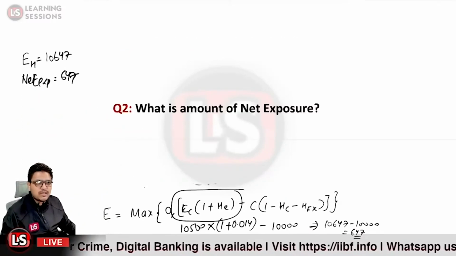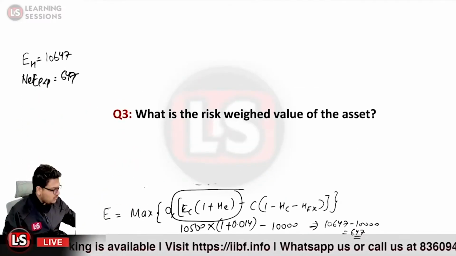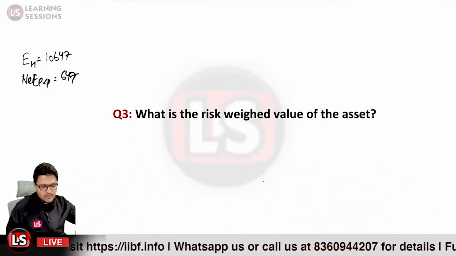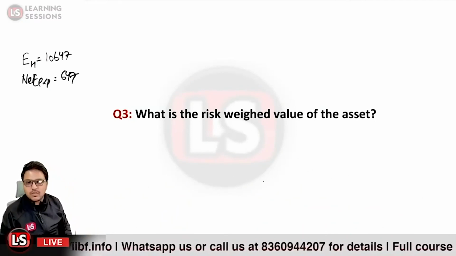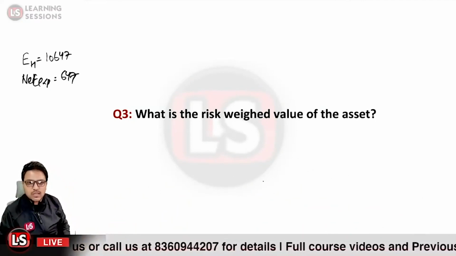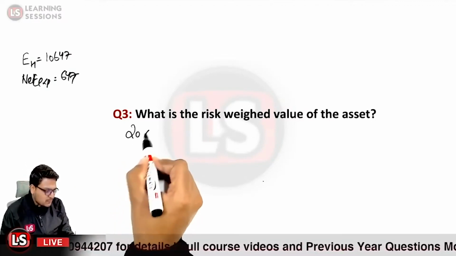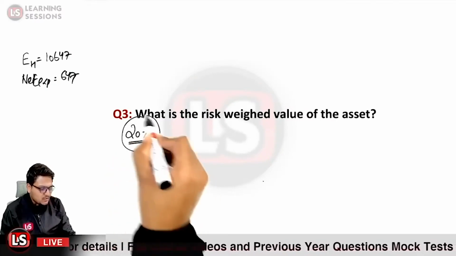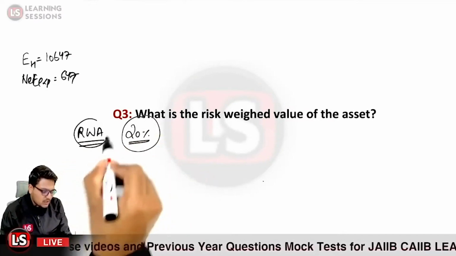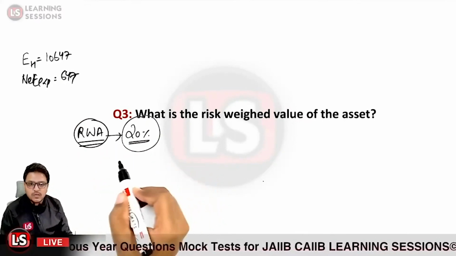Now let's move further to the third question, which says, what is the risk weight value of the asset? If you have invested in government securities, the risk weightage associated with those securities is 20%, as prescribed under the standardized approach by the Reserve Bank of India. So the risk weight associated with the government security is 20%. So in this particular case also it is 20%. So what would it be?